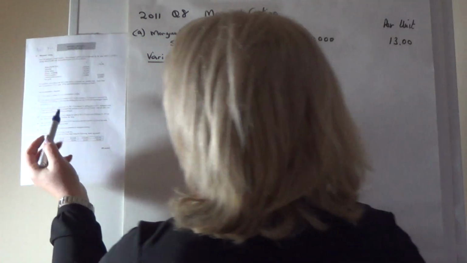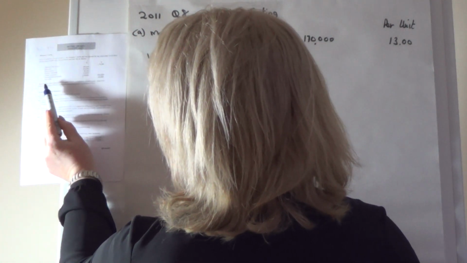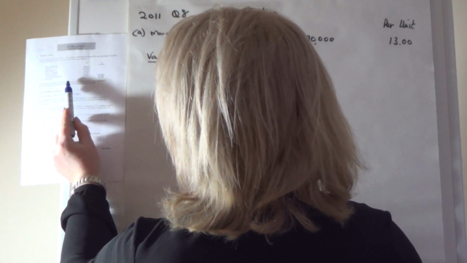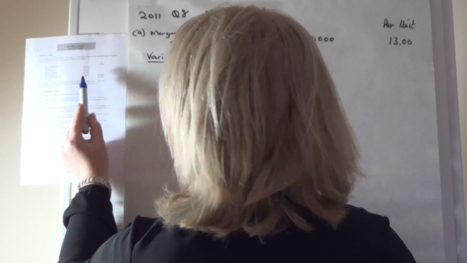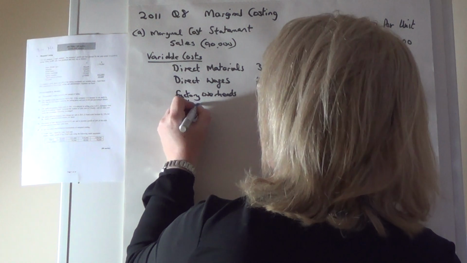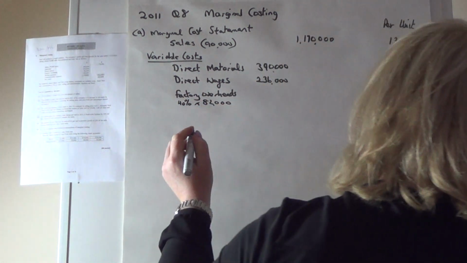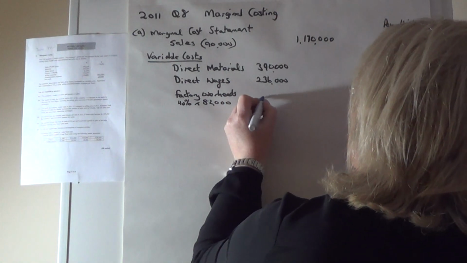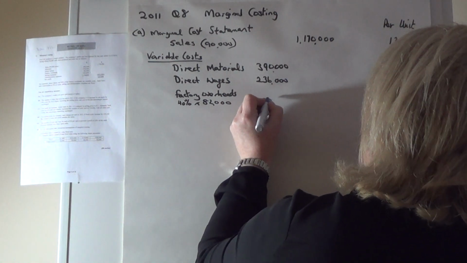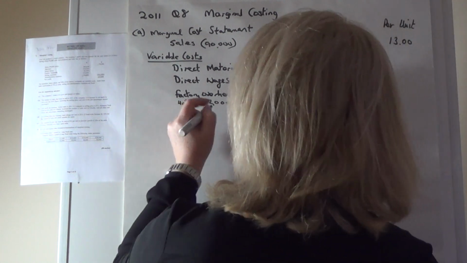now factory overheads are listed at 82,000, and we were told that the materials, direct labour and 40% of factory overheads are variable, so we just want 40% of the 82. So that works out at 32,800. And you can just run that up in your calculator.